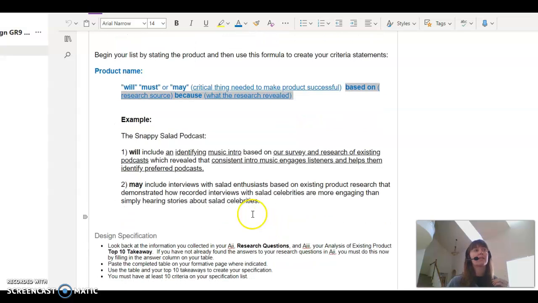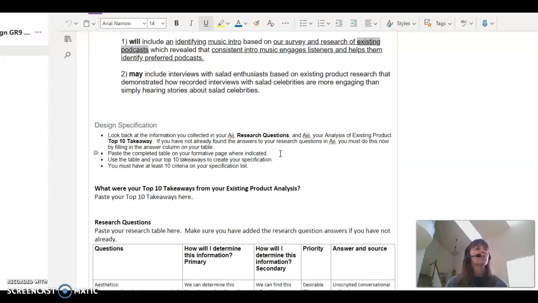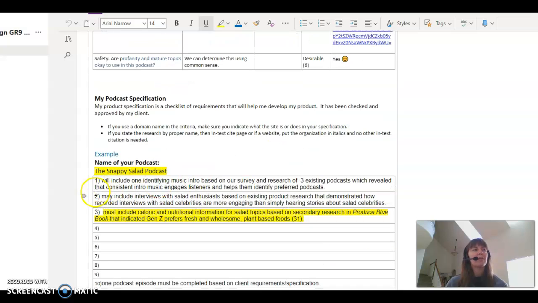So you saw that in my example here, I have survey and I have existing podcasts. Remember that if you name in your sentence survey or existing podcast, you don't need to do an in-text citation. Okay? If you are listing that it is from secondary research online, what I would do is name the title of that organization or the title of the article. Then you don't need to do any in-text citation. All right. So that is what I wanted to tell you about going back and making sure each one of these criteria are done correctly.